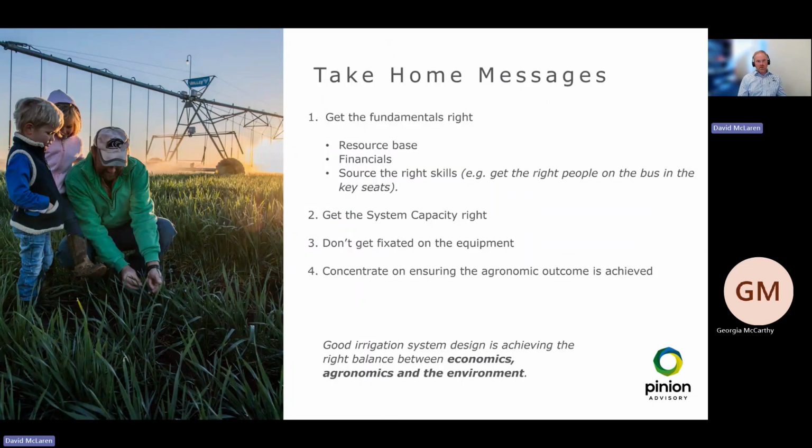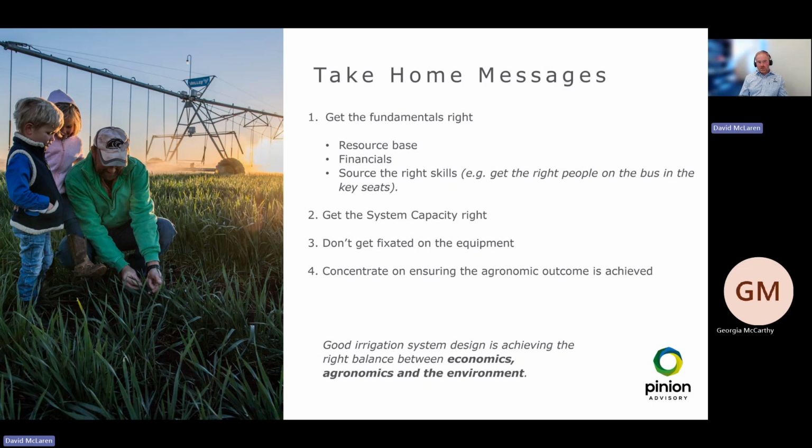So in summary, we have some take-home messages. I think what's really important after going through the presentation today is that you get the fundamentals right, get the resource base right, ask the questions around financials. Does it add up? Does it stack up? Source the right skill set. For example, get the right people on the bus in the key seats. Do you have the right skills to make it work, make it profitable?